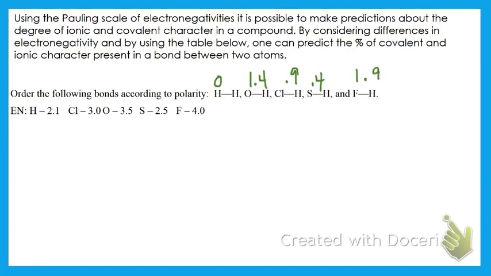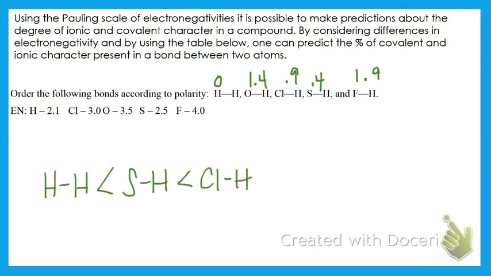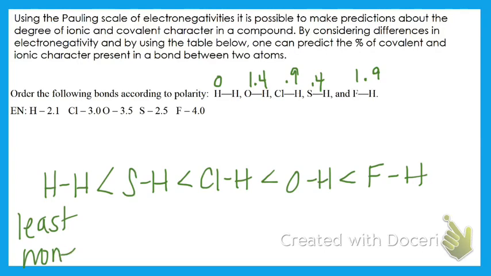So we would just simply list those. We'd say this is the least, so that's less polar than SH, less polar than ClH, less polar than OH. This is the least because it's actually nonpolar, and this would be the most. Now, a greater difference of 1.9 would say that that's an ionic bond, but in fact it's going to be more covalent. I mean, it's going to have a lot of ionic characteristics, but because it's between two nonmetals, we would still probably call that a polar bond.